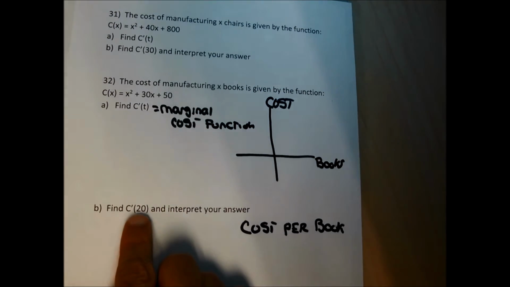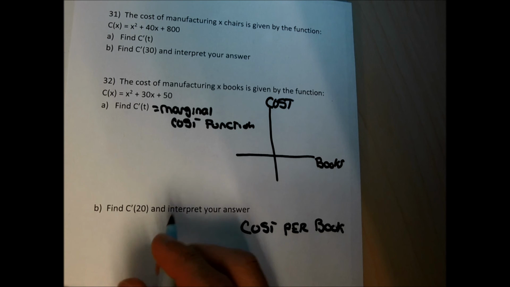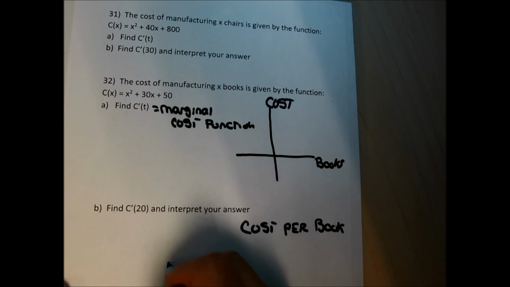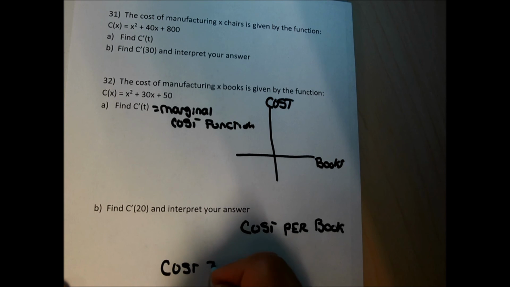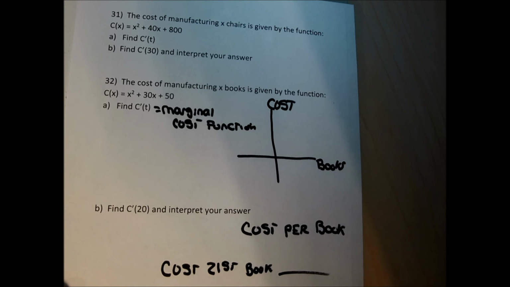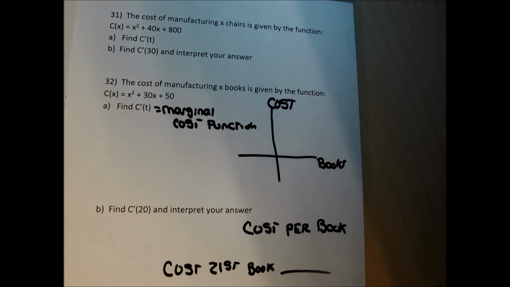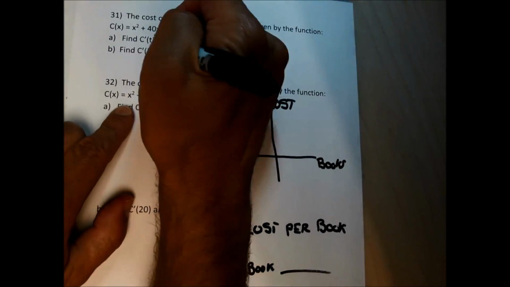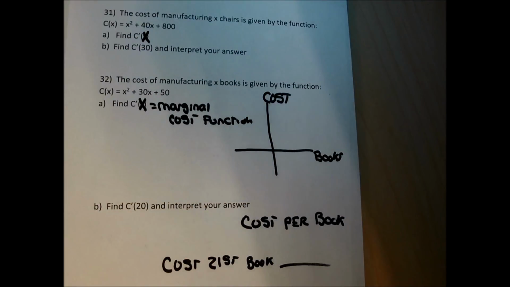And it estimates the cost per book at the specific production level. It's going to estimate the cost of the 21st book. So when I get the number for problem 20, I'm going to say the cost of the 21st book will be that, because that's what c prime of 20 is going to give me. So now I just need to go through and do the math. Part A should probably say find c prime of x and not t. Similarly, yours should say find c prime of x and not t, because there's no t's there.